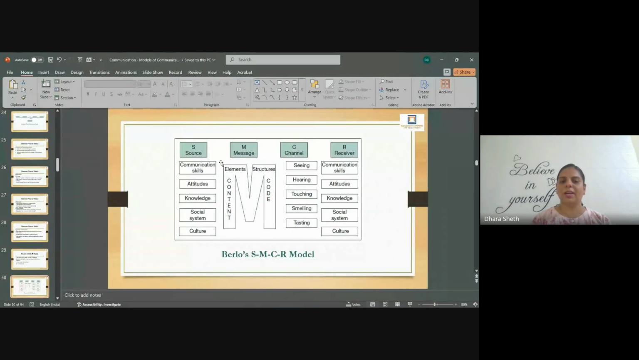So what's the source? Communication skills, attitudes, knowledge, social system, culture. All of this affects the way you speak or write or share a message. Now, what are the elements of message? Content and code, the way it is constructed. Channel: how do you receive the message? Seeing, hearing, touching, smelling, tasting are the 5 sensory organs. And again, the same 5 things which were there for the source are the same 5 things for the receiver while they are decoding the message. That's Berlo's SMCR model.